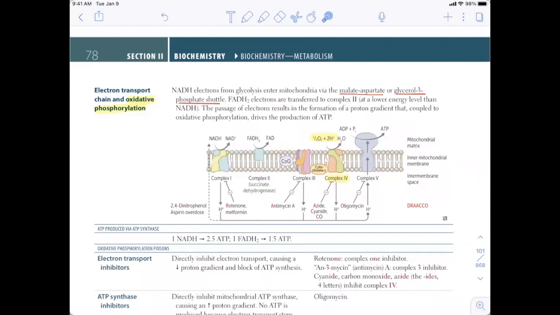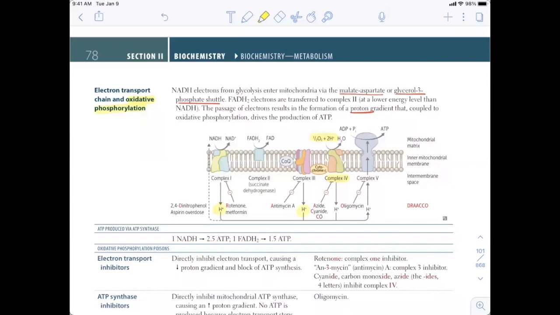And that is what we call the proton gradient, because hydrogens are protons technically from a chemistry standpoint, but there's also electrons as well. Okay, so that's why it says the passage of these electrons will result in the formation of what's called a proton gradient. So all this hydrogen that we have right here, that's our proton gradient forming.